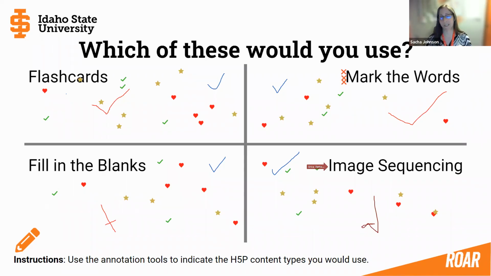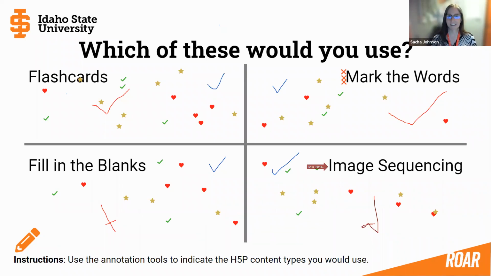Music symbols is a good one. Image sequencing, I have seen that used with putting the phases of meiosis and mitosis in order. Parts of a sentence, main points, etc. Exactly. And then flashcards, of course, we're all pretty familiar with that, I think, because we used to have the physical ones, at least I did. So that can be used for identification and vocabulary exercises.